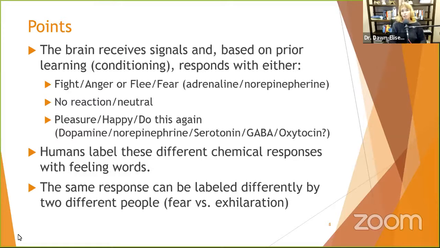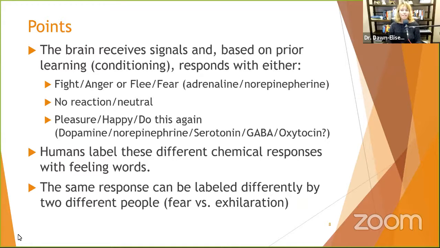So what are my points? The brain receives signals and, based on prior learning, responds with either fight or flight, no reaction, or pleasure, happy, let's do it again. And I think everybody has things that there's kind of no reaction. I look in the refrigerator and I'm like, okay, I got to go to the grocery store. I'm not happy or sad about it. It's just something that's got to be done. If I look in the refrigerator and I see that there's something really good to eat, then that might trigger a positive reaction.